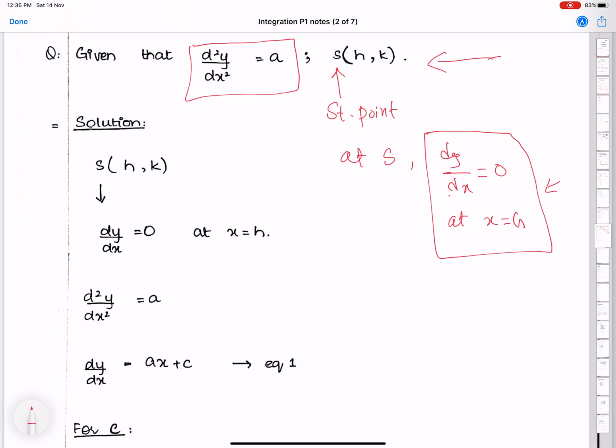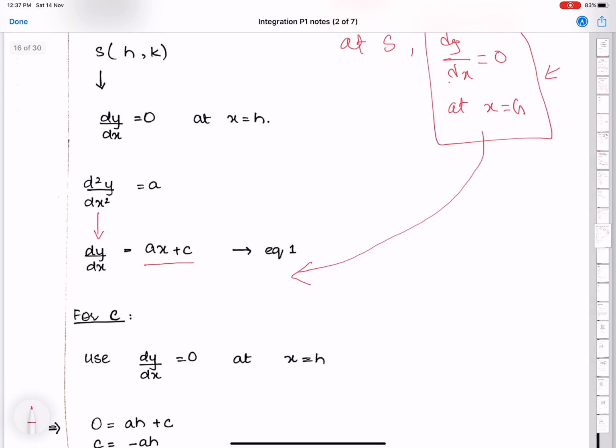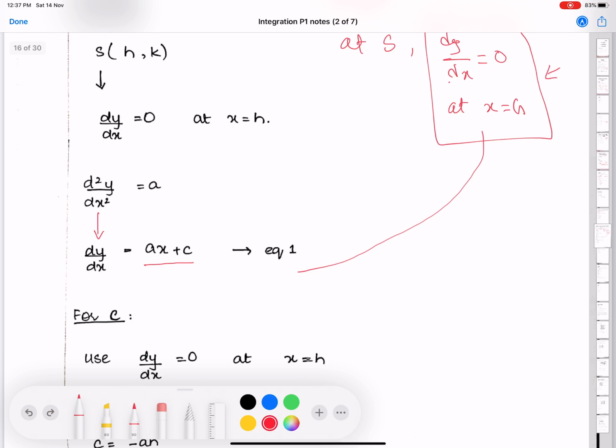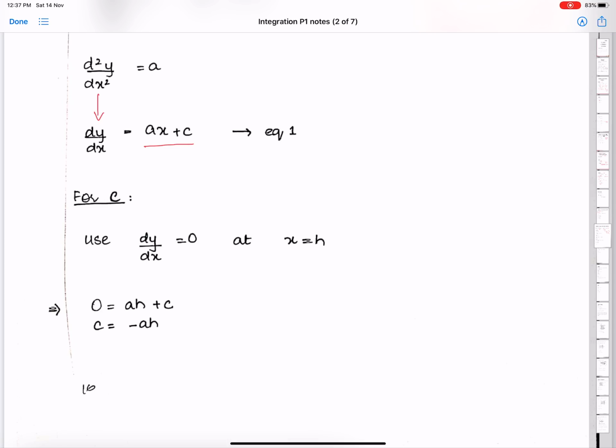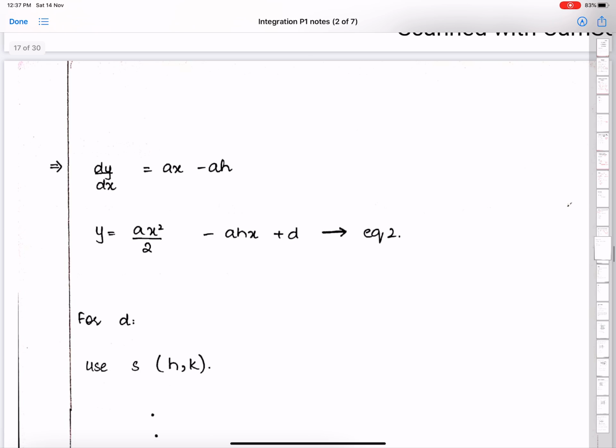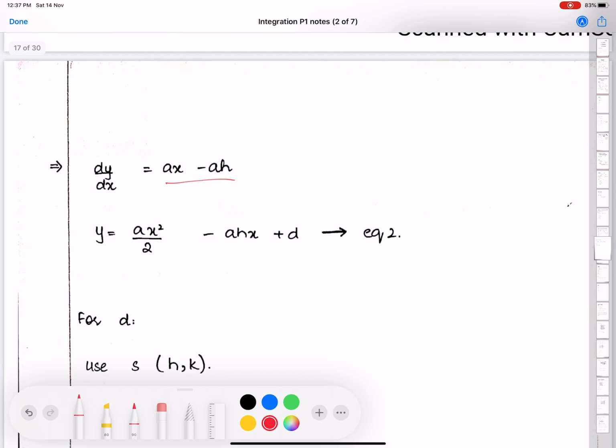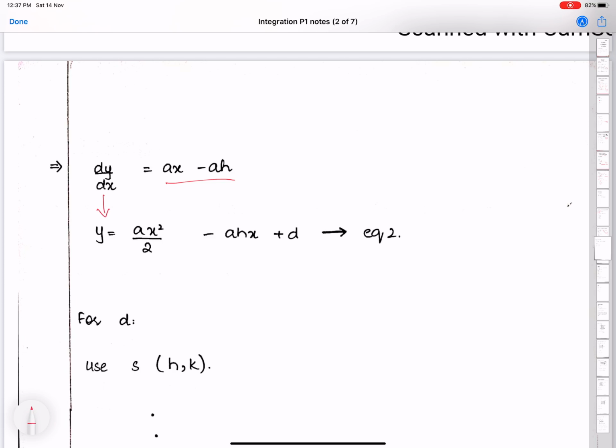So when we integrate this the first time, we will get dy upon dx, and here we will get ax plus c. So by using this condition over here, we can easily get the value of c. So the c is minus ah. So by substituting this c into equation 1, we will get this equation. Now we have to integrate this again. Now this is the equation of the curve, and for this constant we need to use this point, and then we will easily get the constant, and then finally we will get the equation of the curve.